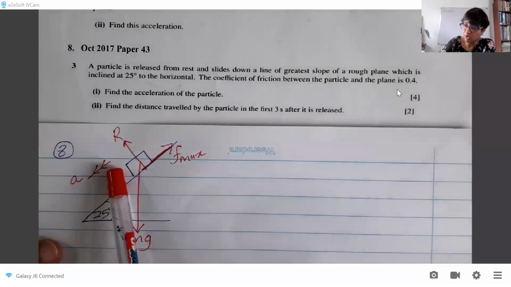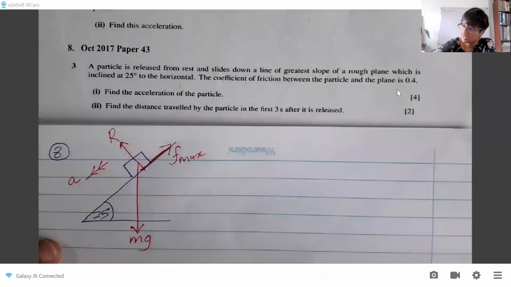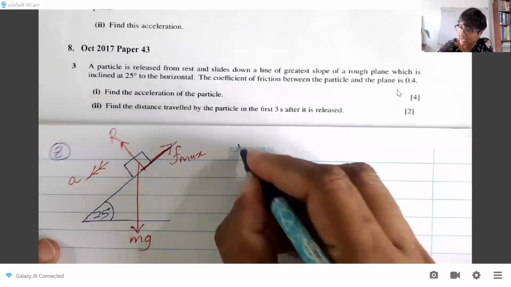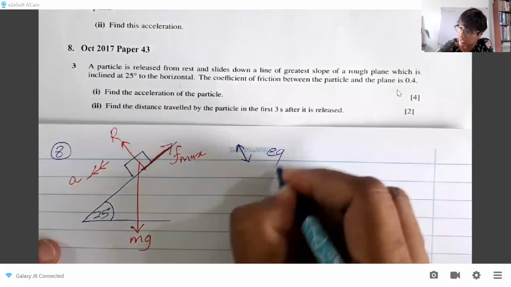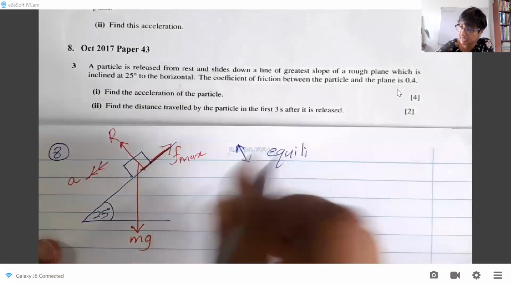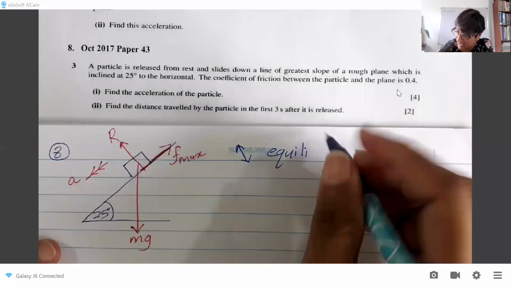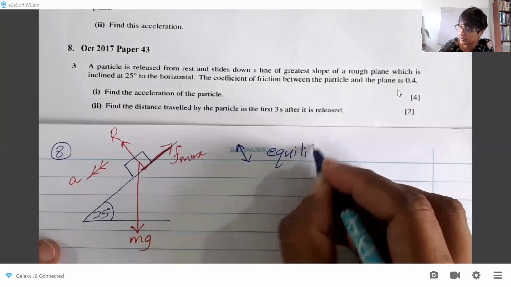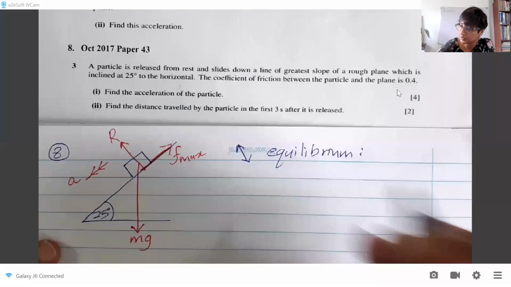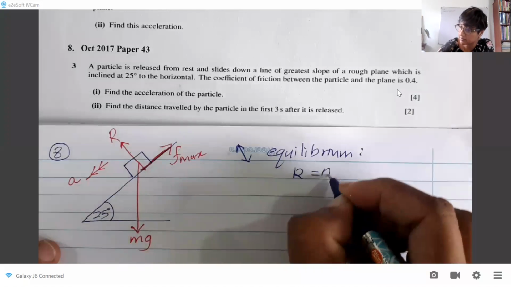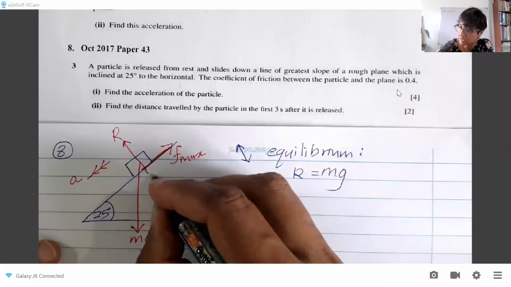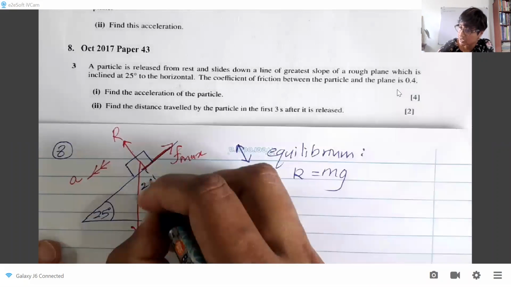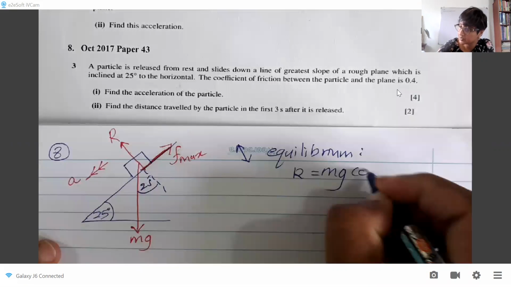So it's accelerating downwards. Vertically, you can apply equilibrium. Vertically, it's not moving anywhere, so the forces are balanced. You apply vertical equilibrium. You get R is equal to mg cos 25. You leave it like that.